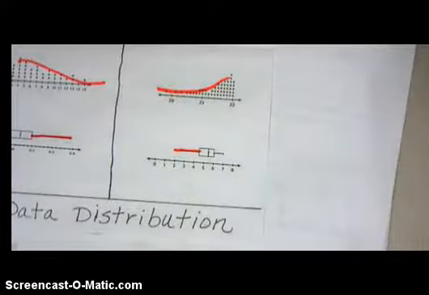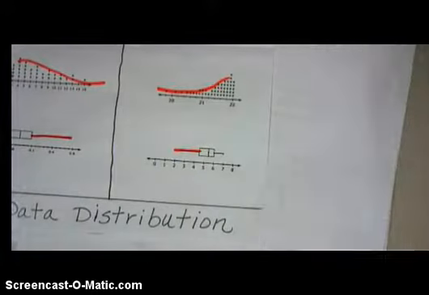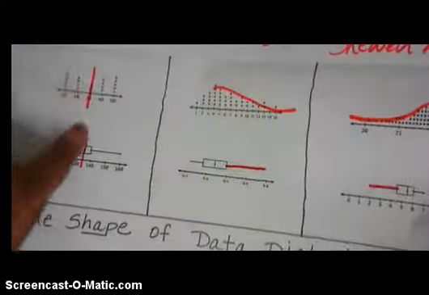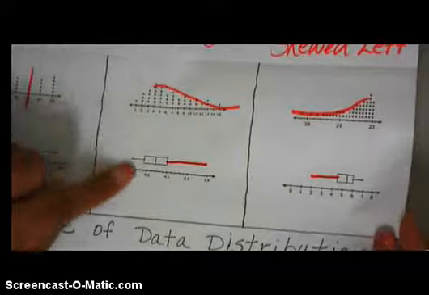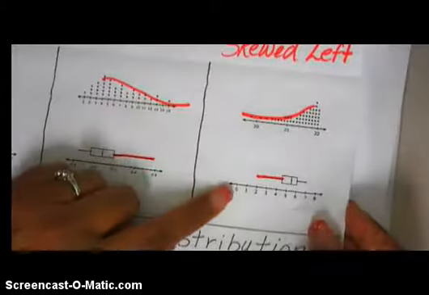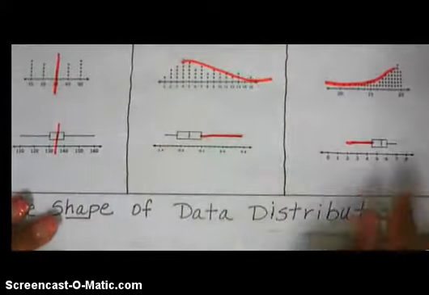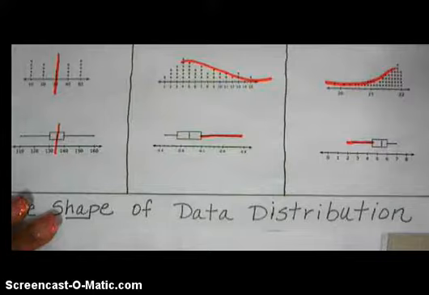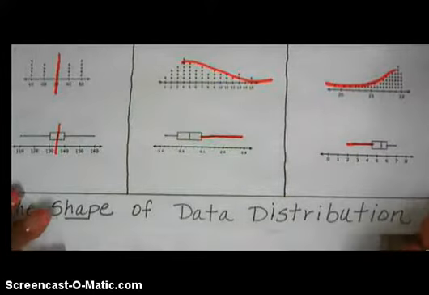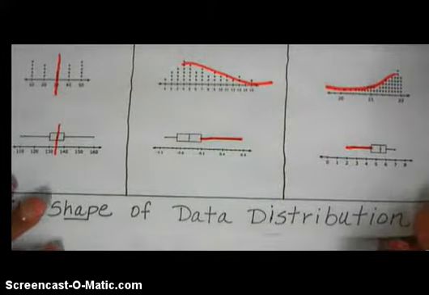Okay, that is all for the notes. If you have any questions with regards to symmetrical graphs, skewed right, or skewed left, please see me. This foldable will be glued into your journal. It should follow the box plot that we put in the day before. If you have any questions, please see me.